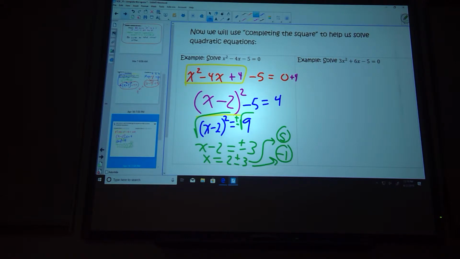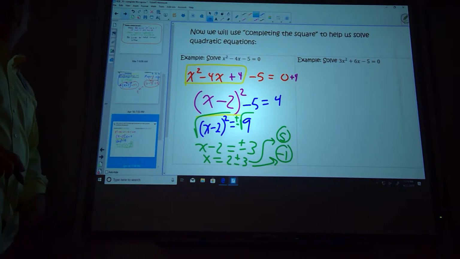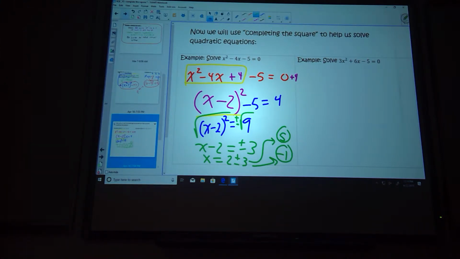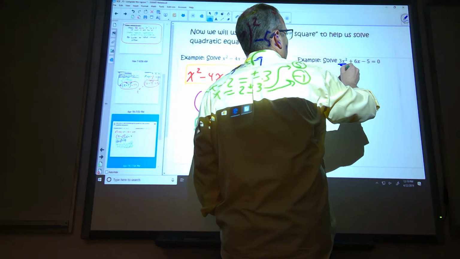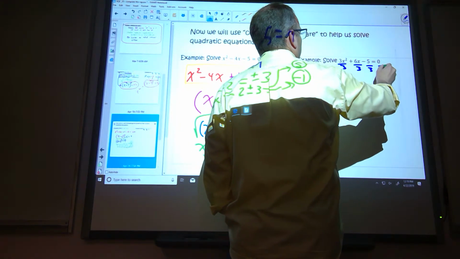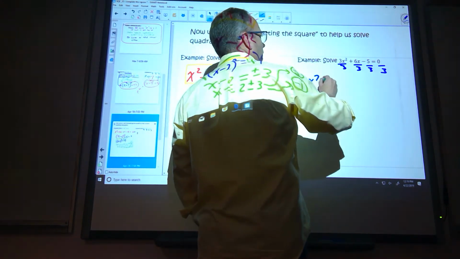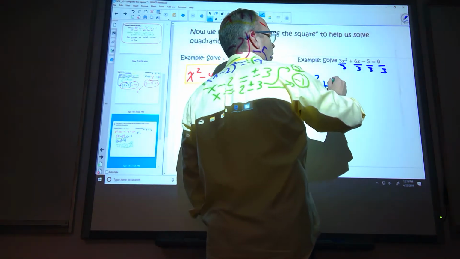It's pretty good. 3x squared. What do you want 3x squared to be? Divide it all by 3. If I do that, that makes it x squared, right? Yeah. All right. So I'm going to divide everything by 3. That gives me x squared plus 6 over 3 is 2.